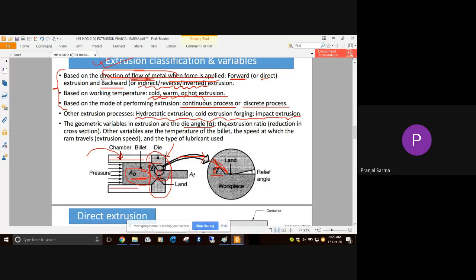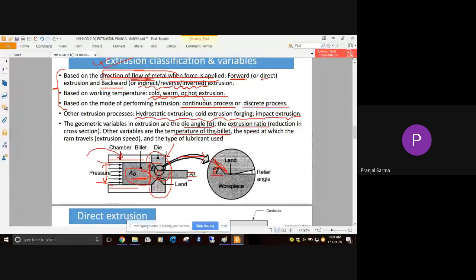Next, we also have other main variables influencing the extrusion process. Another is the extrusion ratio. We have already discussed the reduction in cross section. That is the billet area; if you consider this is the cross-sectional area, and in the final extruded part it is this. So this ratio is nothing but the extrusion ratio, which is the reduction in the case of extrusion.